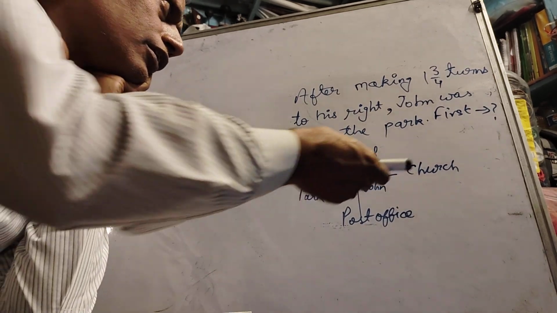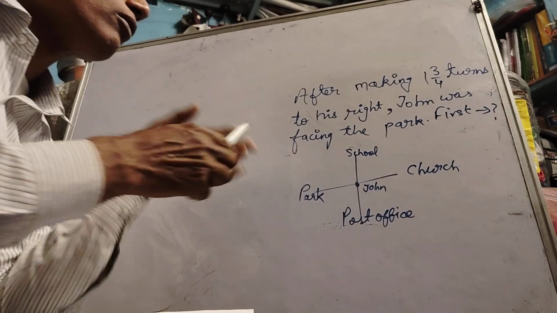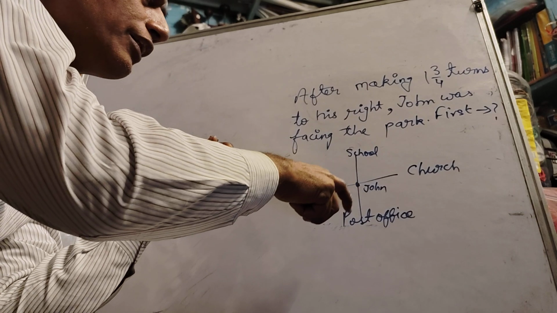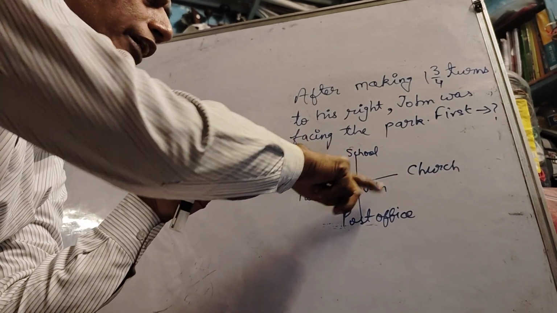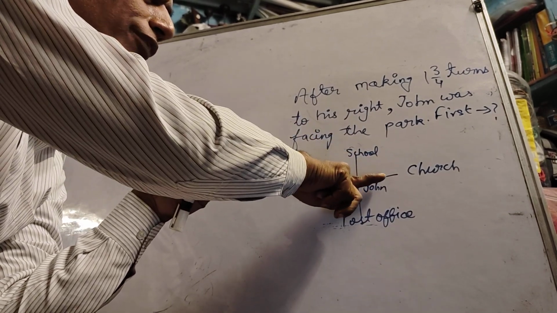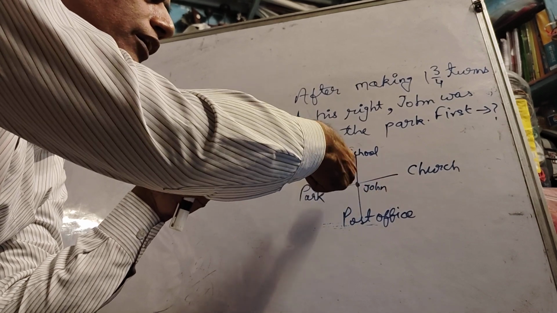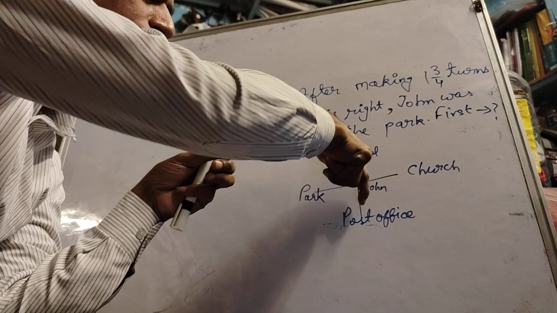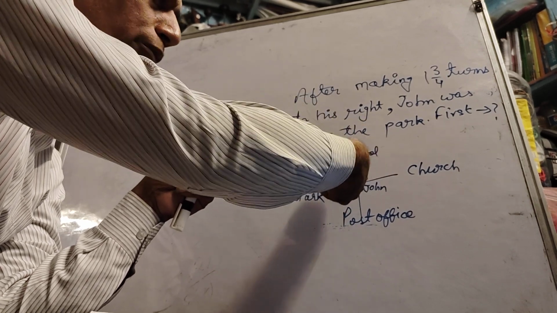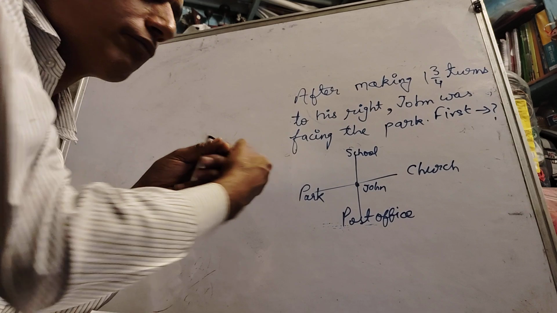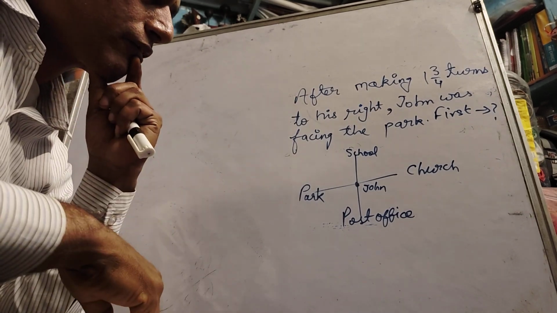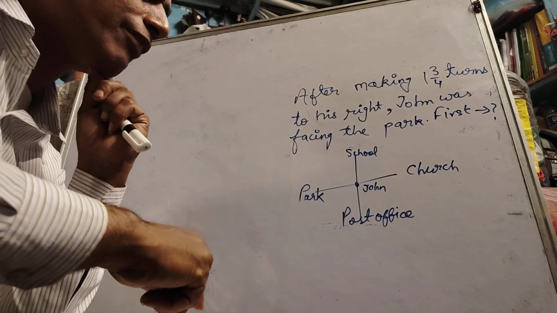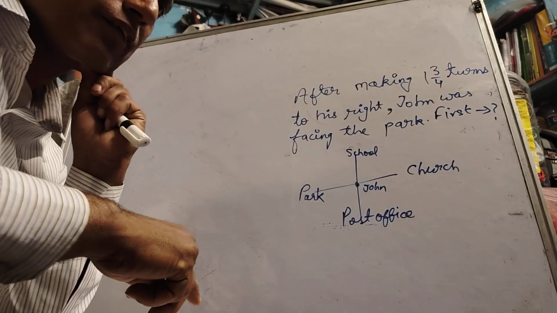Yes. Okay, look, your answer is church. So John is facing church after 3 by 4 turn to his right. So right means clockwise. So John is facing church, and 3 by 4 means he is now facing school. Look, first 1 by 4 means facing post office, 2 by 4 means facing park, and 3 by 4 means he is facing the school. So the question is saying he is facing the park after the 3 by 4 turn.